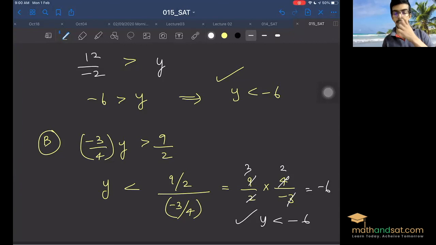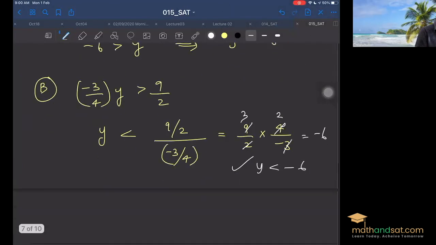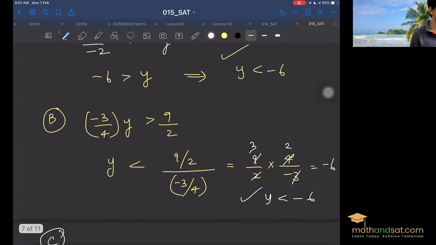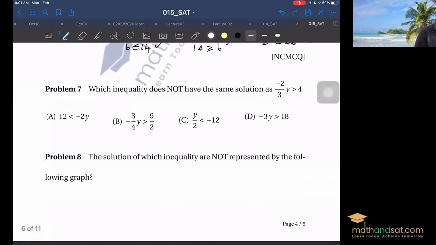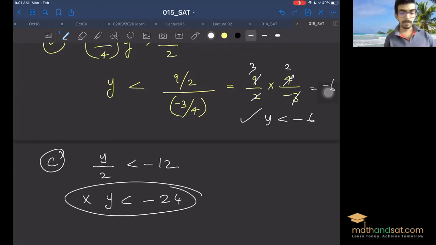I'll take 2 more minutes. Let's look at option C. Option C talks about y by 2 less than minus 12. So this is much easier. To get rid of the 2 in the denominator, you multiply with 2 on both sides. So we have y less than minus 24. This does not match with the question.